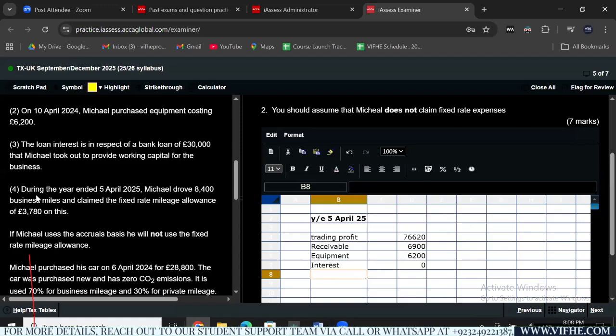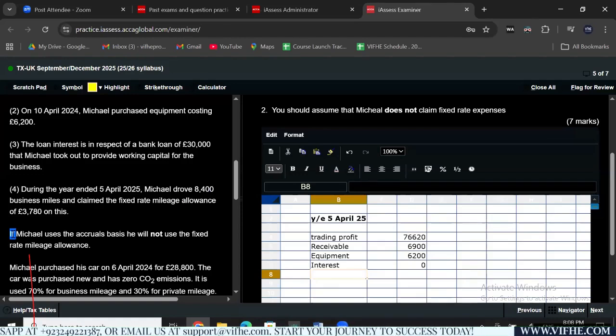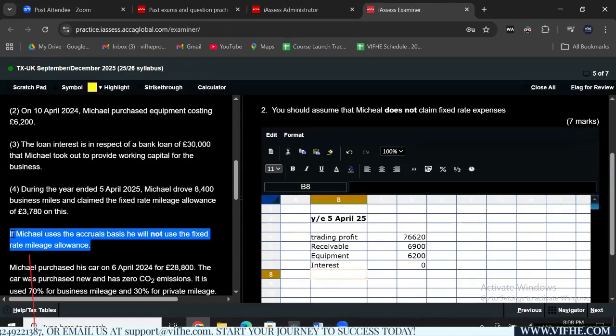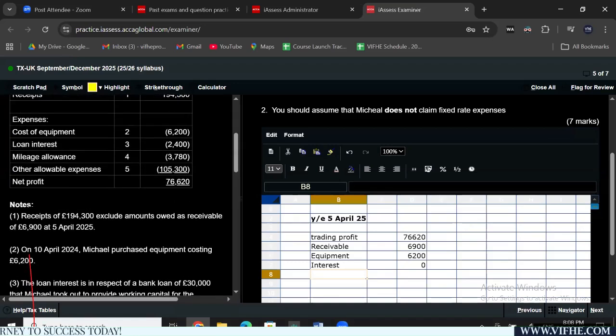Then the next thing is that during the tax year, the year ended 5th April 25, the period of account, Michael drove 8,400 business miles and claimed the fixed rate mileage allowance of 3780 on this. It is said that if Michael uses the accrual basis, he will not use the fixed rate mileage allowance. Okay. See how much of the expense they have deducted. This is 3780. It is being shown in front of note 4.